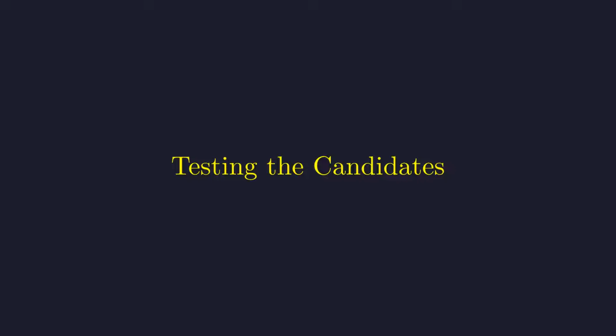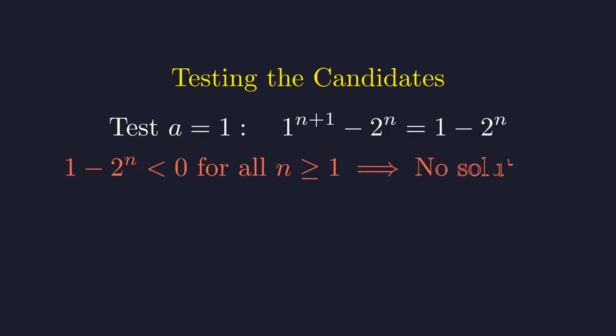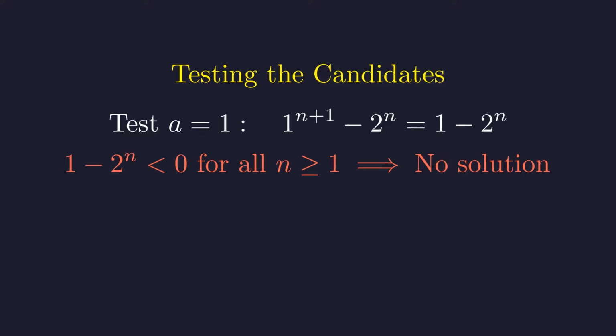Now, we test each candidate to see which ones actually satisfy our original equation. Testing a equals 1: 1 to the power n plus 1 minus 2 to the power n equals 1 minus 2 to the power n. This expression is always negative for positive n, so it cannot equal the positive value 2001.